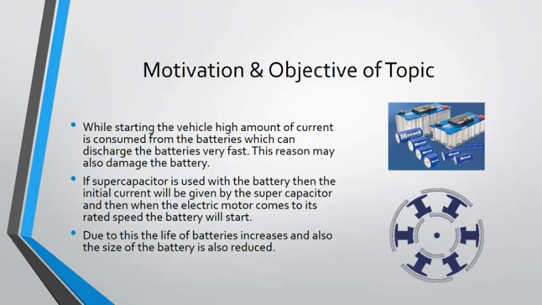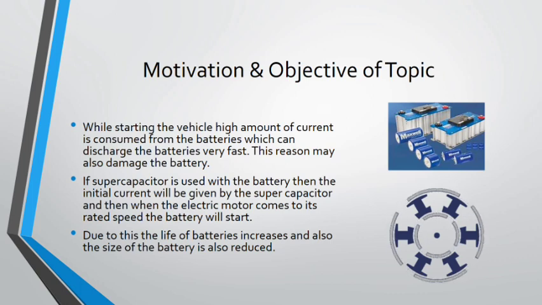So let me try to make you understand what we are doing exactly. When we start the vehicle, a high amount of current is consumed from the batteries to start the vehicle, as the starting spark needs more current, so the batteries get drained very fast at the initial stage. This may also lead to damage of the battery. So in this case, we will replace the battery with a supercapacitor for initial starting of the vehicle, so that the high amount of current can be given by the supercapacitor.